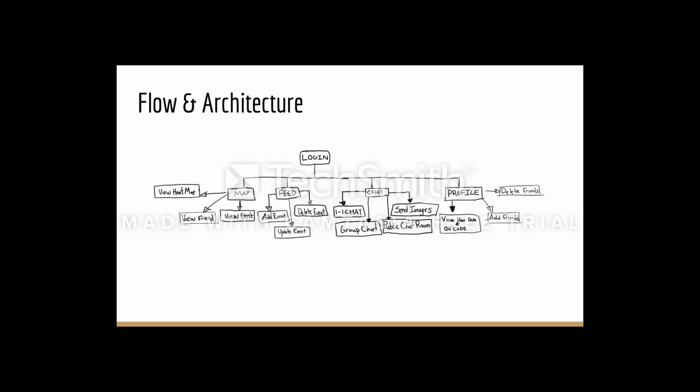So next we can talk about the flow and architecture of the app. So we've drawn up a simple diagram that shows the 4 main components of our app and what each of those 4 components has in terms of functionality. So if we're going to go from left to right, we can see that the map has a heat view, a view friend element, and a view event element. Next, in the feed, we have add event, update event, and delete events. You can also filter and sort events in this screen.